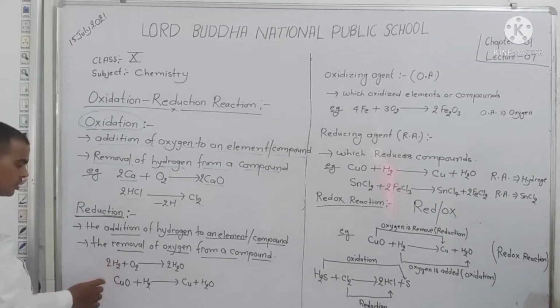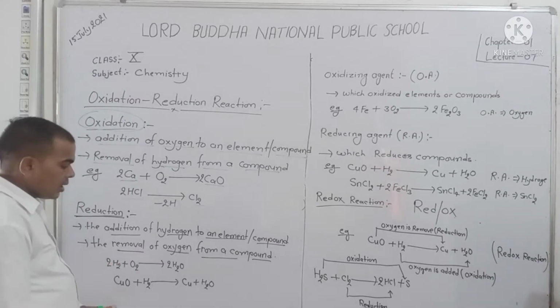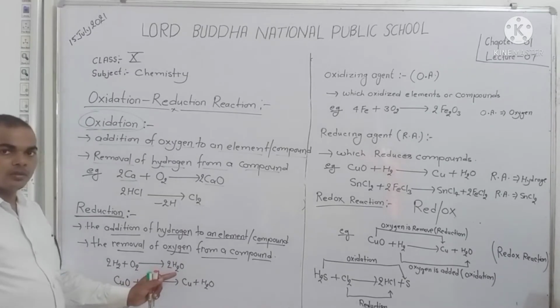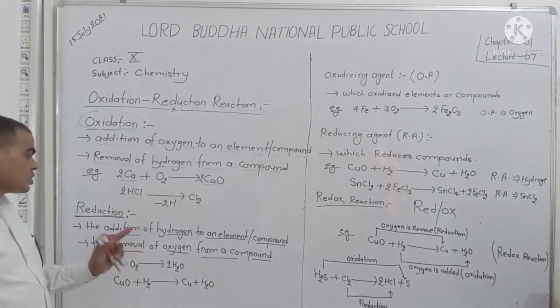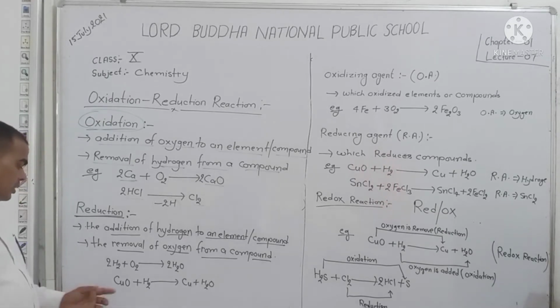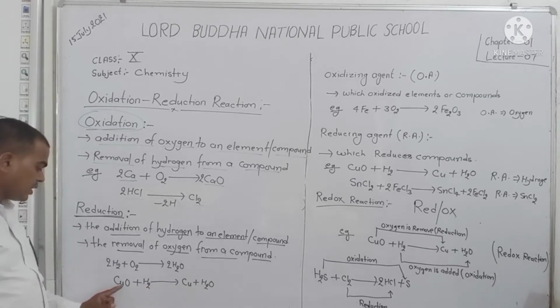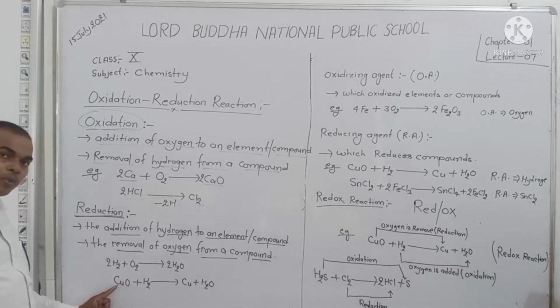In this reaction, you observe here hydrogen adds to oxygen and produces water. That means this reaction is reduction reaction. In this reaction, CuO plus H2 converts into Cu plus H2O by the removal of oxygen from the copper oxide. So this reaction is reduction reaction.